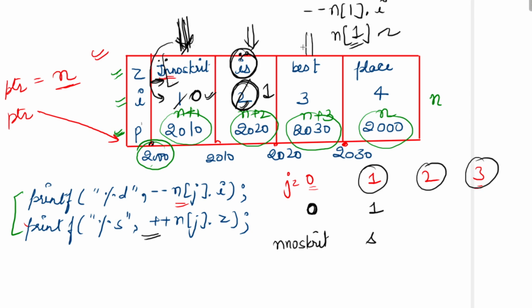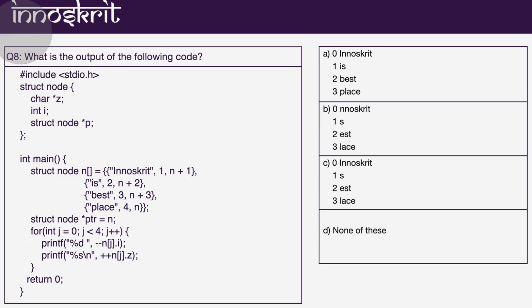It will go to this second location, decrement it by 1 and then return it, and then it will increment z by 1, so it will be s. Again it will be 3 and it will start from LACE, so 3 and LACE. That means it is decrementing the value of I by 1 and incrementing the value of z by 1. So the correct answer should be B.